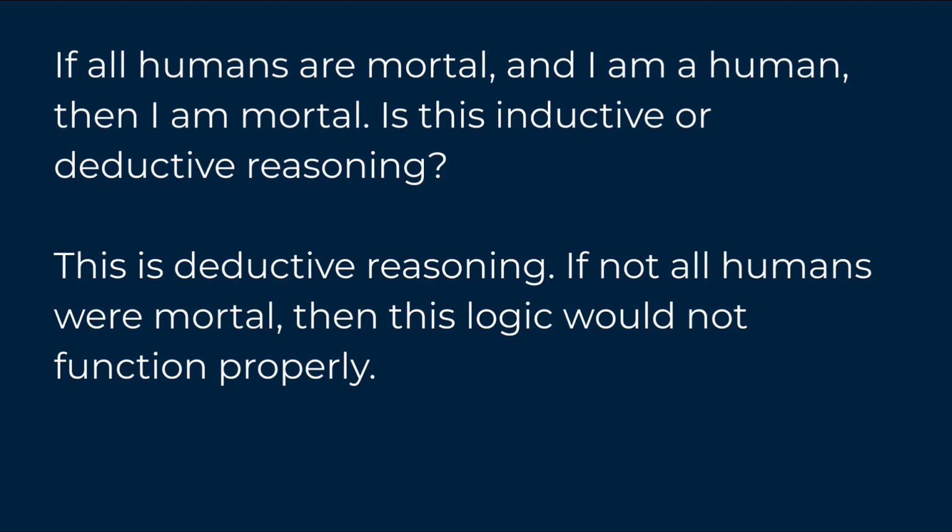But this is a good example of deductive reasoning. If all humans are mortal and I am a human, then I am mortal. This is deductive reasoning. Because if not all humans were mortal, then this logic would not function properly. We are given that every human must be mortal.